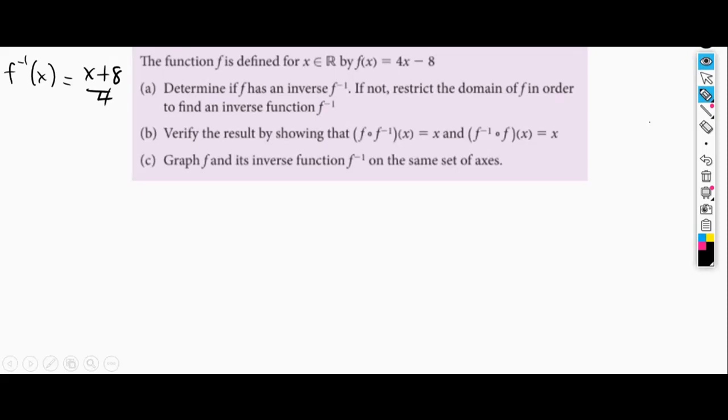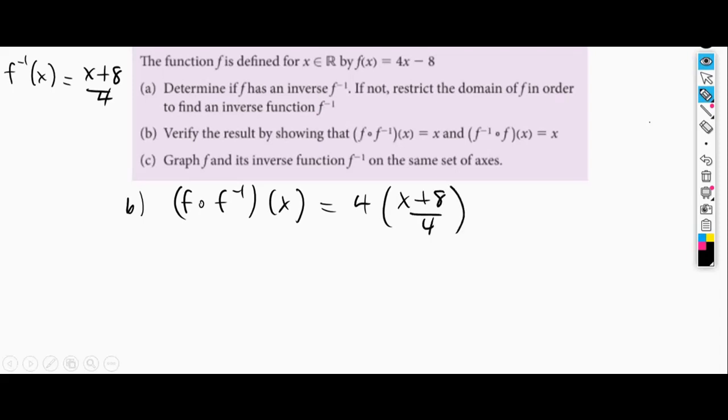Now for part B, we're going to do the composition of f with its inverse. In other words, plug the inverse into f of x. So this is going to be 4 times x plus 8 divided by 4, minus 8. And this is obviously going to give us x, because this will cancel out with this, and this will cancel out with that, and we have x remaining.